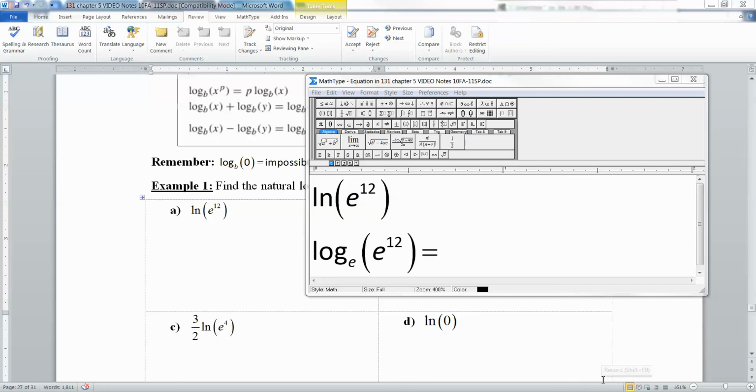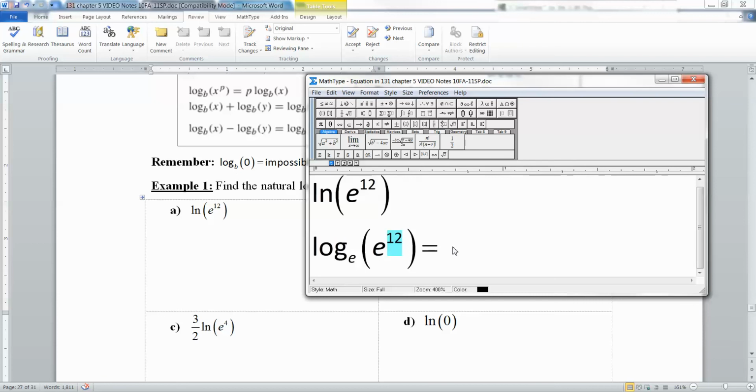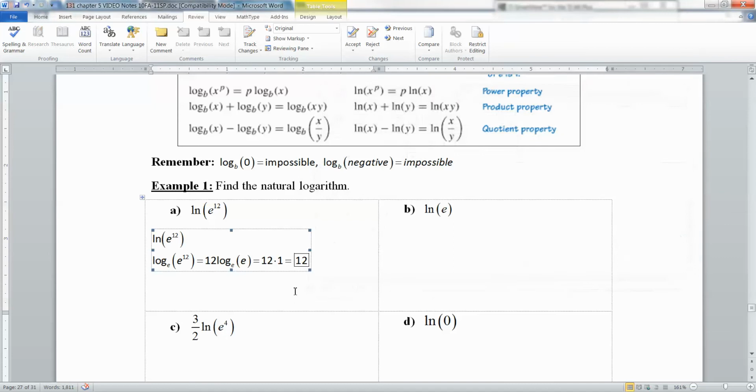But you can see it a couple ways. You can bring the 12 down in front using the power property, right? So it's 12 log base e of e. But the log base e of e is 1. So this is 12 times 1, which is 12. So in other words, it's 12, right? And again, I generally don't bother writing a log base e. I'm just doing that right here just so you guys can see it, right? But the answer here is 12, because the log base e of e to the something is that something.